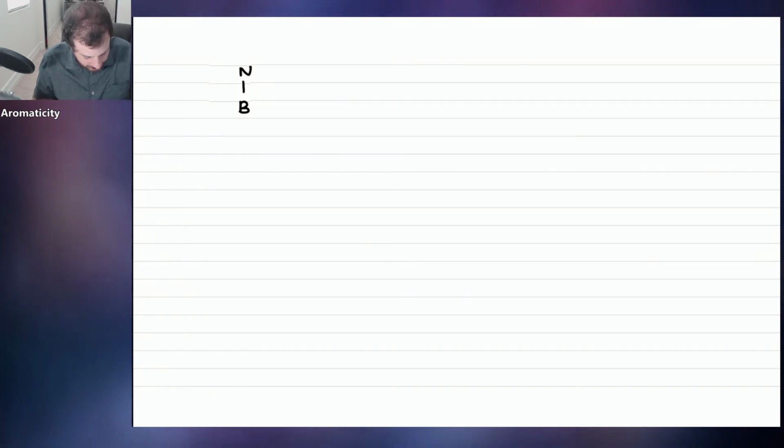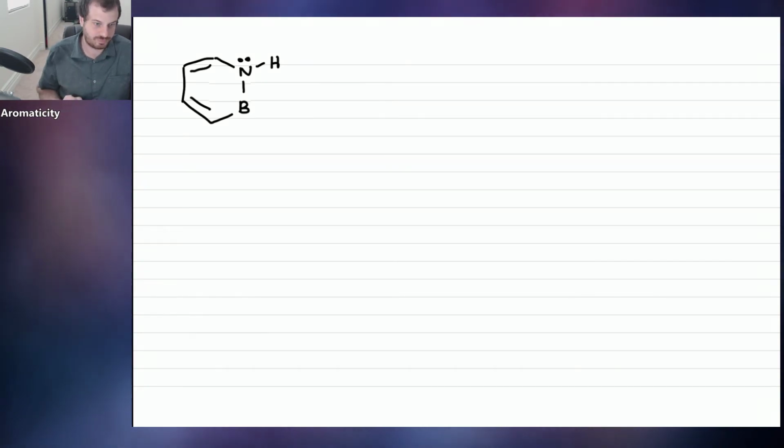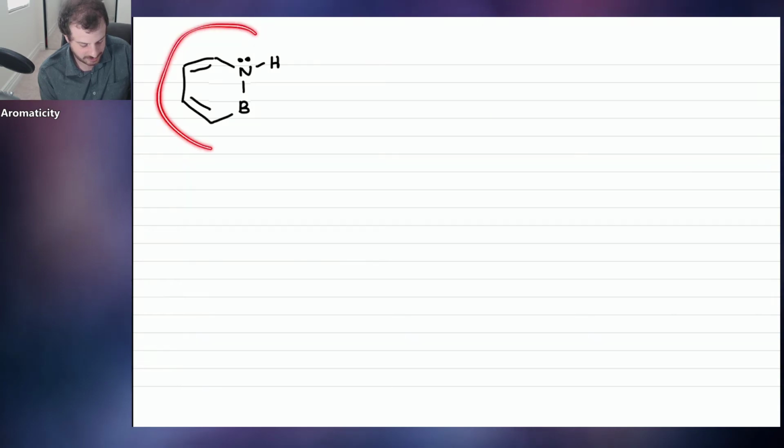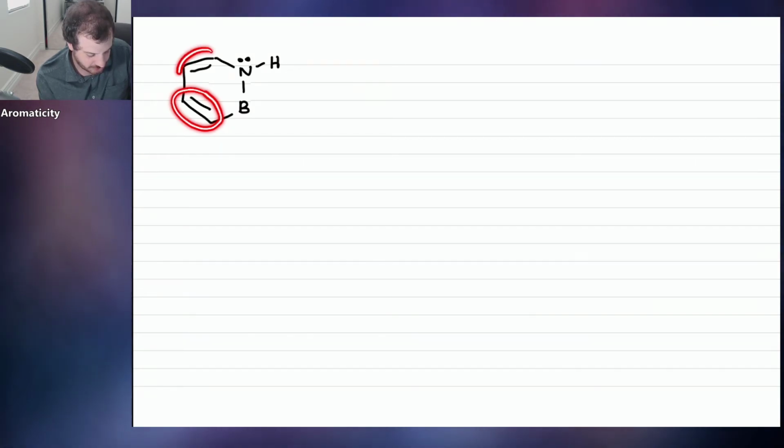This is a fun compound. It's got nitrogen and boron in it. So let's take a look at this compound. It could be aromatic. Let's see how. We've got 2 electrons here, 2 electrons here, so that's a total of 4. And we have this lone pair here that could contribute to make 6.